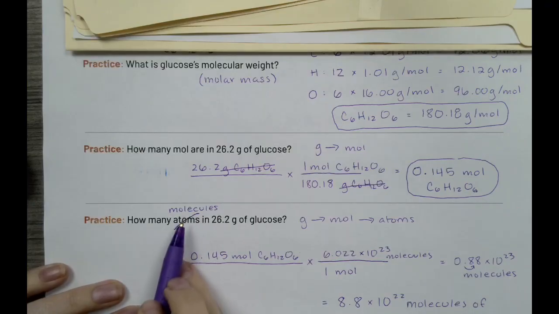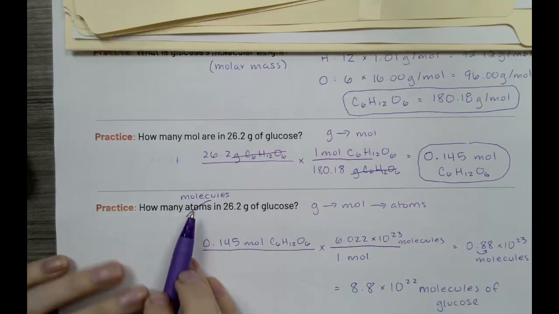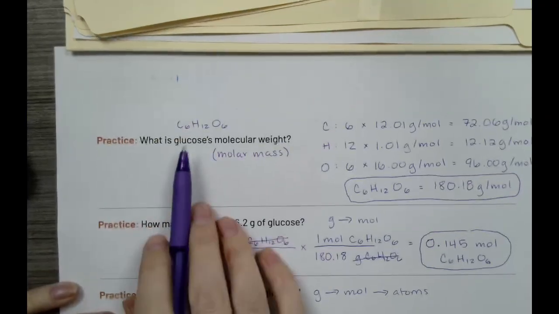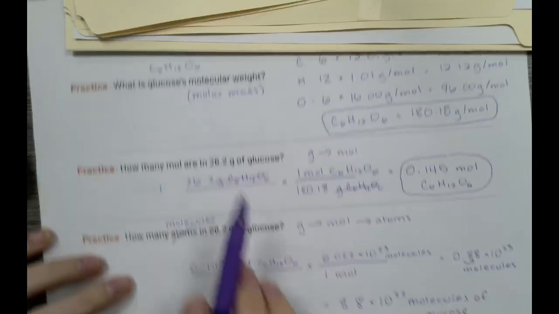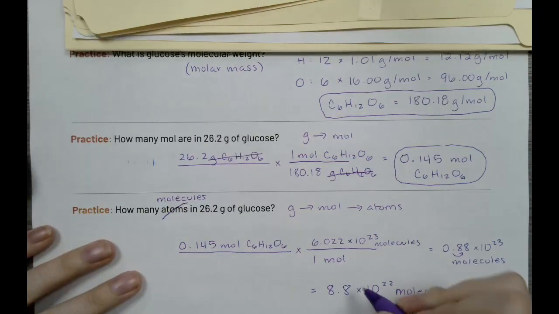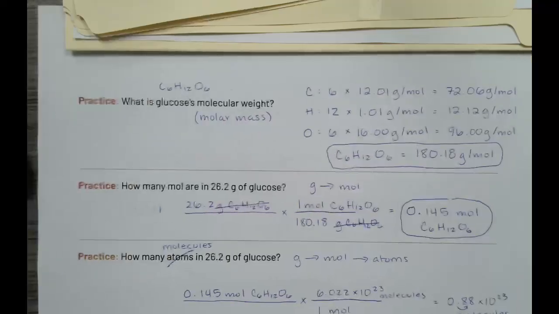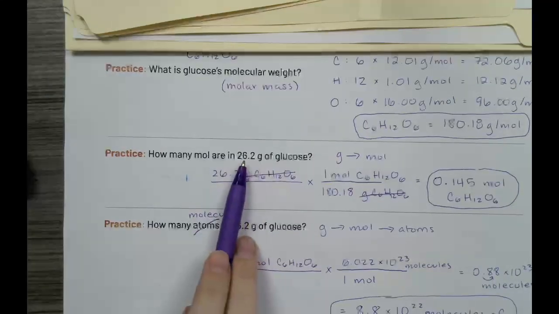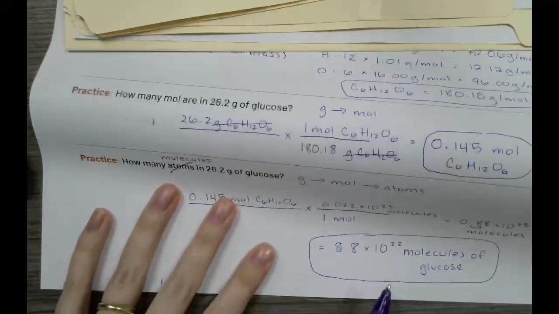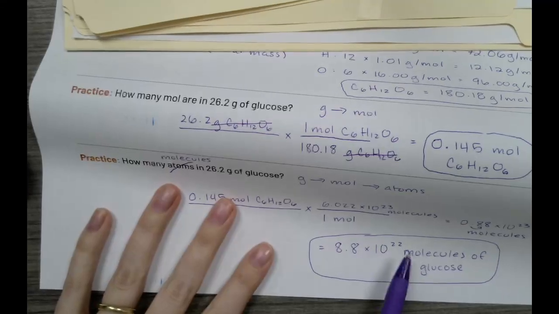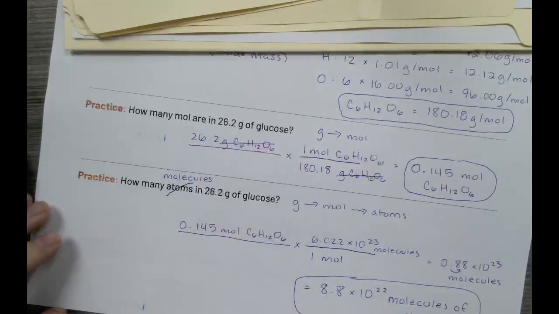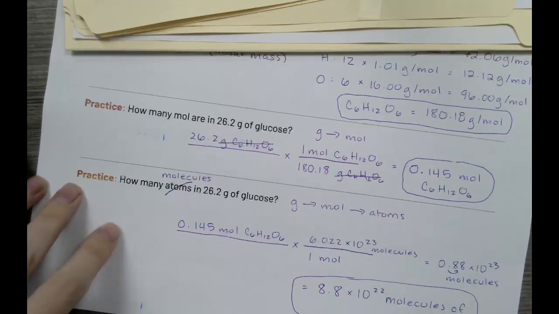And I apologize, I asked atom here. If I actually wanted to figure out atoms, well, how many atoms are there? 6 plus 12 plus 6, I could multiply that by this, and that would give me actually how many atoms are there in glucose, but there's no such thing as an atom of glucose. Glucose is a molecule. Okay. So, if I have about a cup of sugar, in a cup of sugar, there are about 8.8 times 10 to the 22 molecules of glucose. That's pretty cool. So that's our first set of questions.